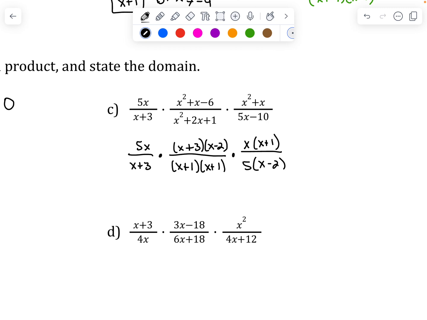Now, it seems kind of silly to factor out just a number, because most of the time we're thinking that we're going to be able to cancel an expression, but in order to see that expression, you had to factor it. So now comes the fun part, where you get to cancel stuff out. I have an x plus 3, gone. I have an x minus 2, gone. I have an x plus 1, gone. And then the one that people tend to forget, I have a 5, gone. Nothing else can cancel out there.